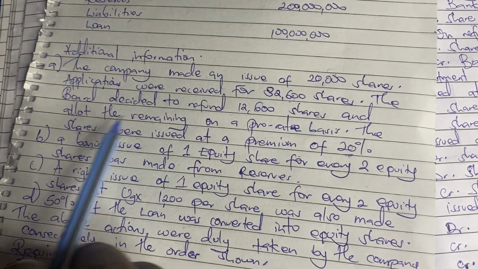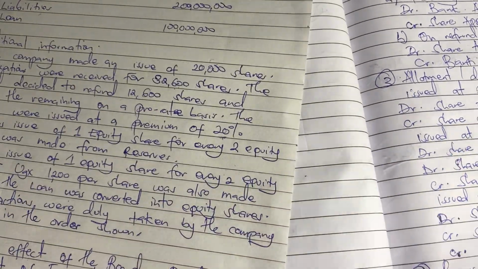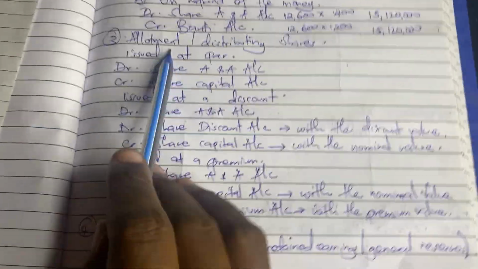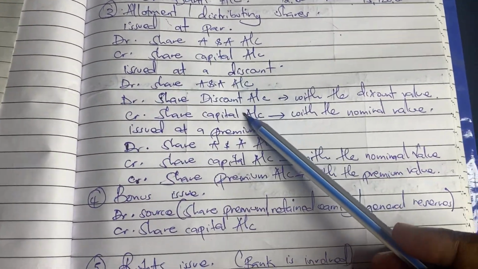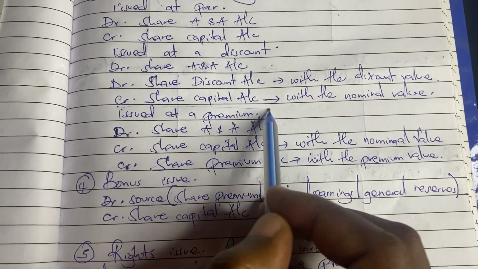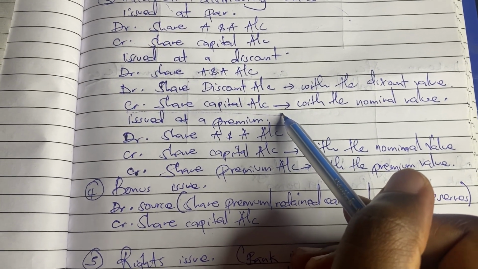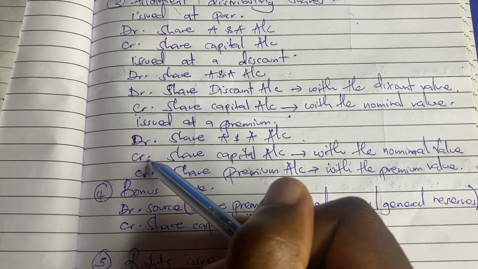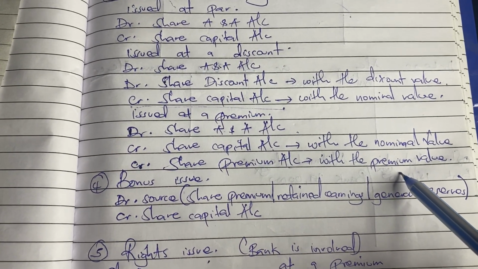Then they are saying after refunding they will allot the remaining money on a prorate basis. So they have told us the shares were issued at a premium. So here under allotment of shares, we have the one for at par, for discount, then for premium. So we are going to use these accounting entries for premium since the shares were issued at a premium. Yeah, so we debit a share application and allotment account, we credit share capital account, and we credit a share premium account with the premium value.